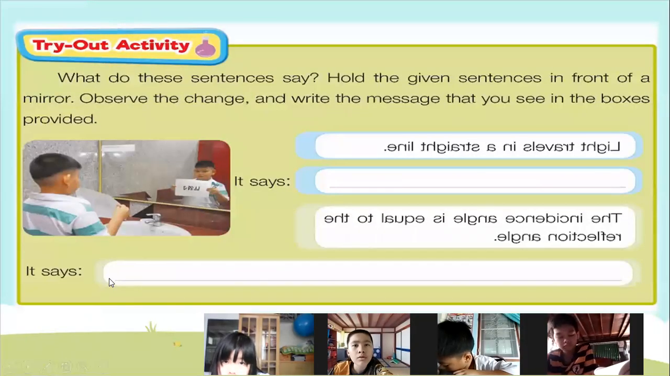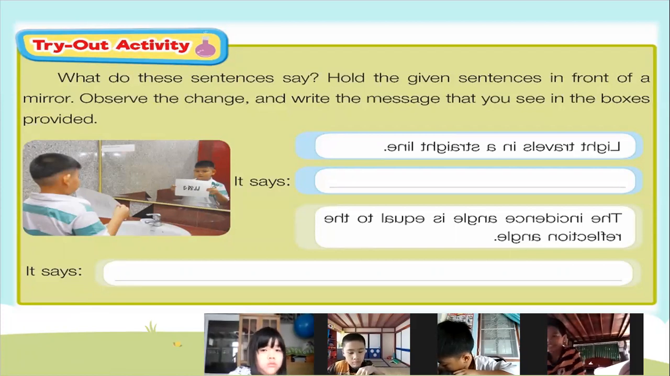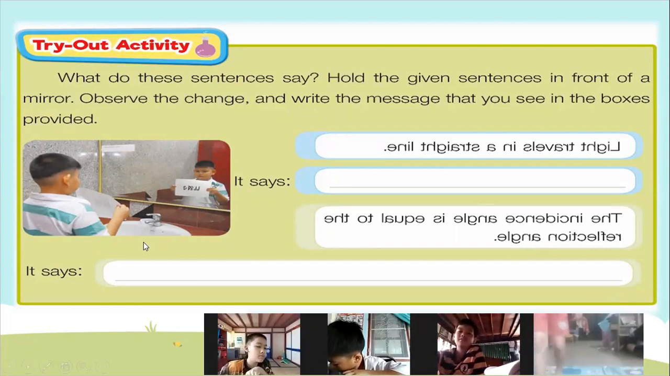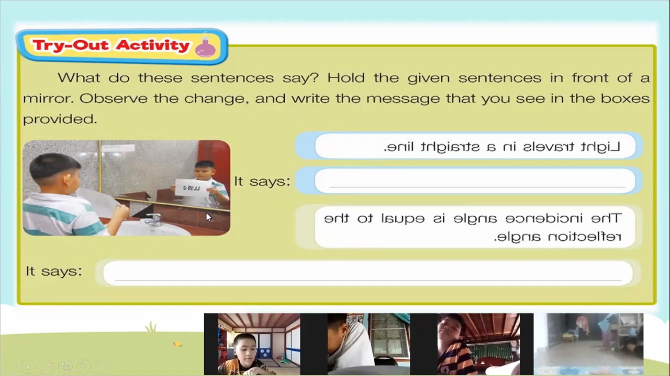Okay. So here we have one more experiment. What do these sentences say? Hold the given sentence in front of a mirror. Observe the change and write the message that you see in the box provided. You can see here a boy. He writes something on the paper, and while he takes the paper and looks at the mirror, this is how they see. They can't read it.